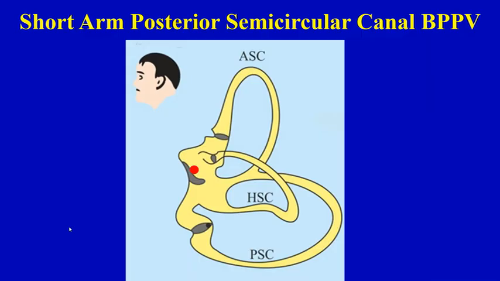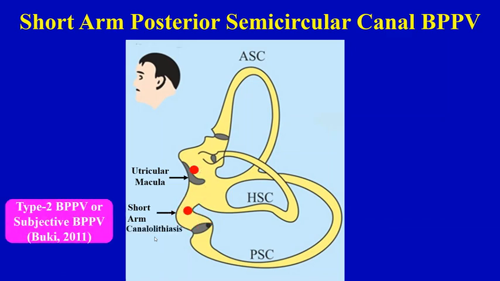So I begin part 1 of my talk. The short arm of the posterior semicircular canal, as we see here: the otoconial debris can detach from the utricular macula and fall directly into the short arm, leading to short arm posterior semicircular canalolithiasis, which was first described in detail as type 2 BPPV or subjective BPPV by Buki et al. in 2011. According to them, they did not observe any oculomotor responses during the Dix-Hallpike testing.